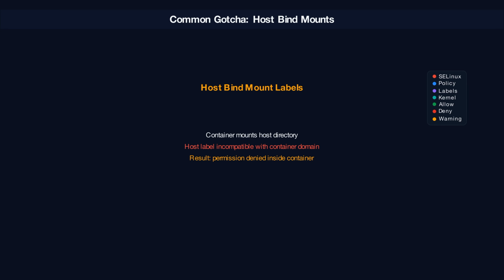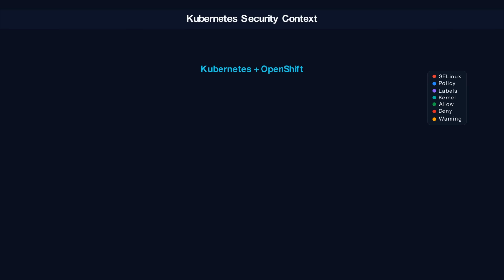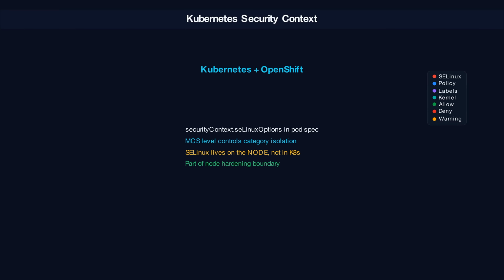In Kubernetes, SELinux is represented through security context options in pod specifications. OpenShift takes this further with strong MCS integration. SELinux lives on the node, not inside Kubernetes. It is part of the node hardening boundary beneath pod security standards.